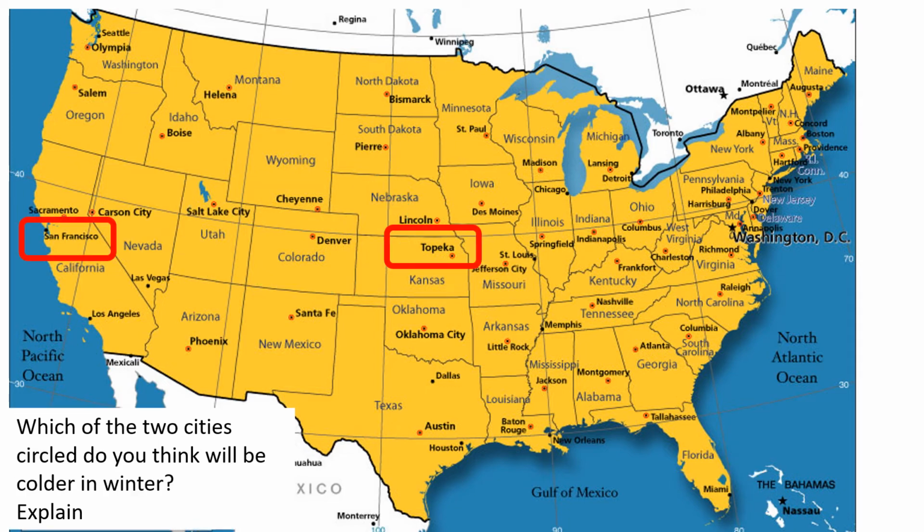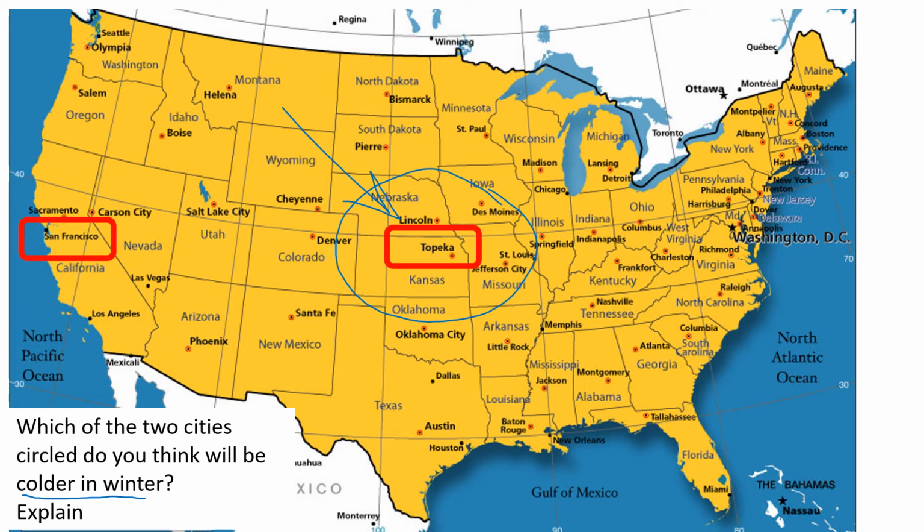Between these two, San Francisco and Topeka, Kansas, Topeka, Kansas is going to be colder in the wintertime. Now look how that question was phrased, colder in the winter. So one of these two cities can get really hot in the summer and then get really cold in the winter. And that's going to be the one far away from the coast. That's going to be Topeka.